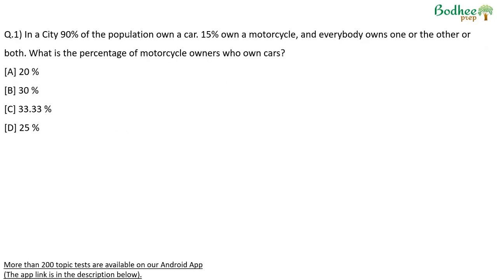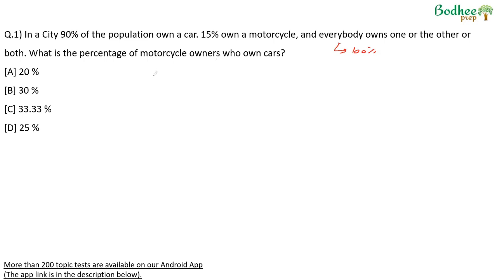If we look at the questions, the first question says, in a city, 90% of the population own a car, 15% own a motorcycle. Everybody owns one or the other. So the total union of cars and motorcycles would be 100%. What is the percentage of motorcycle owners who own cars?